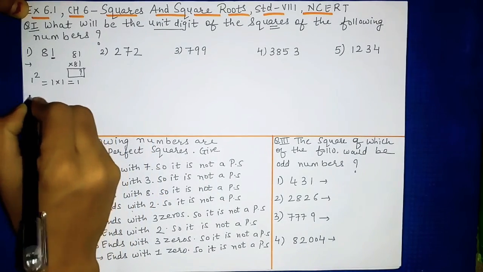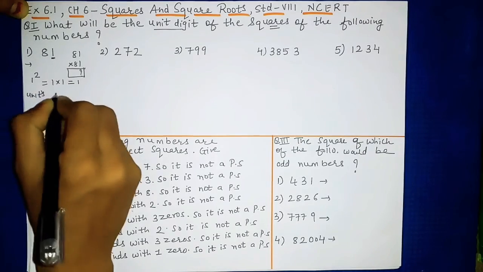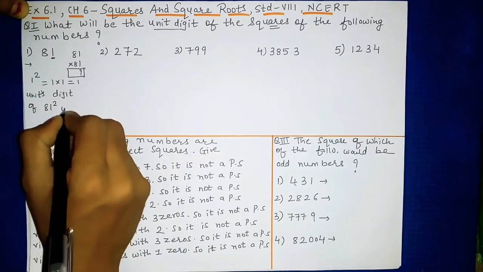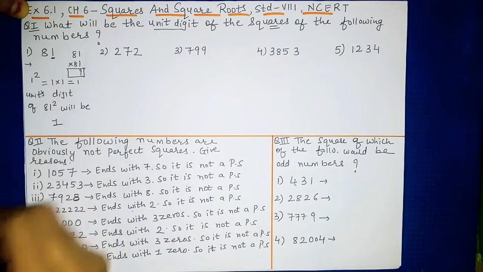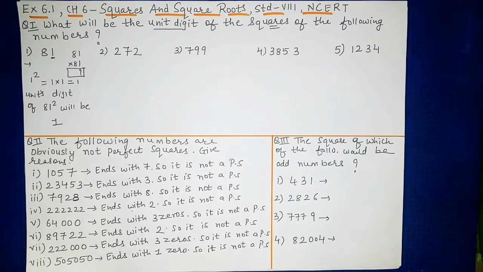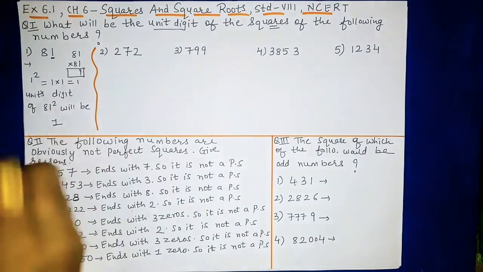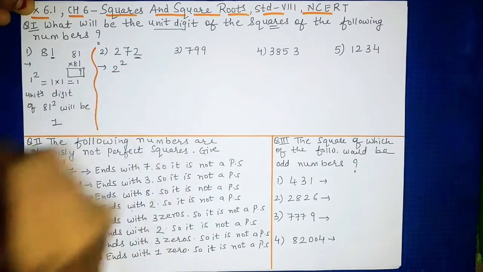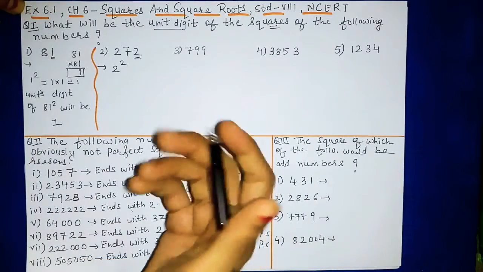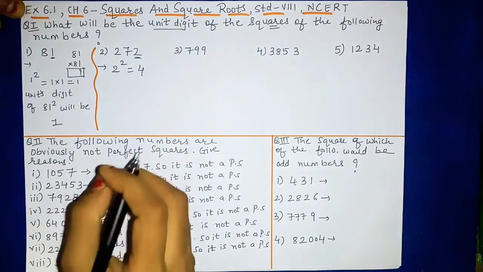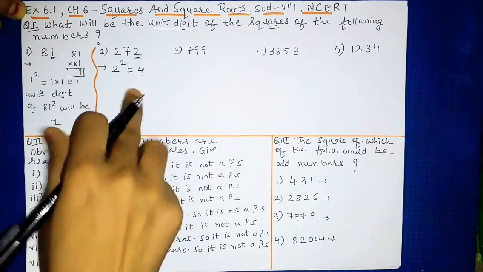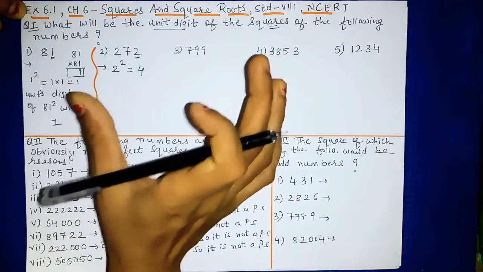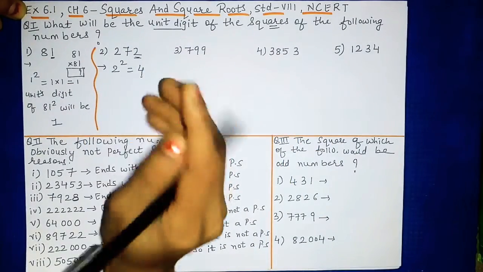So the last digit, or the units digit, of 81 square will be 1. Directly you can say by simply squaring the last digit. Again in the second one, the last digit is 2. So simply we will take 2 square. Only you have to square the last digit. So 2 square is 4. So the last digit will be 4 for the square of this number. When you square this number, whatever answer we get, the last digit will be 4. Directly we can find out.